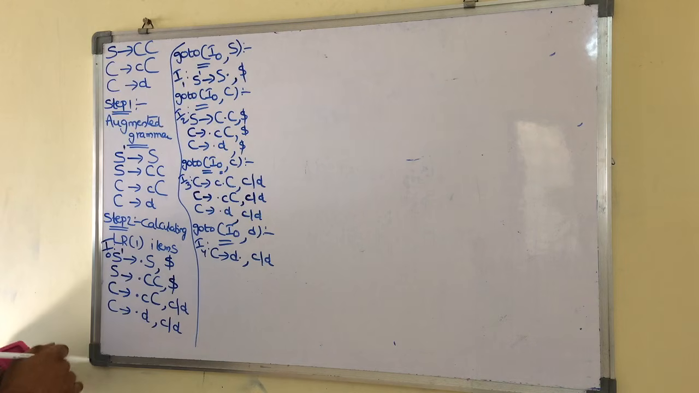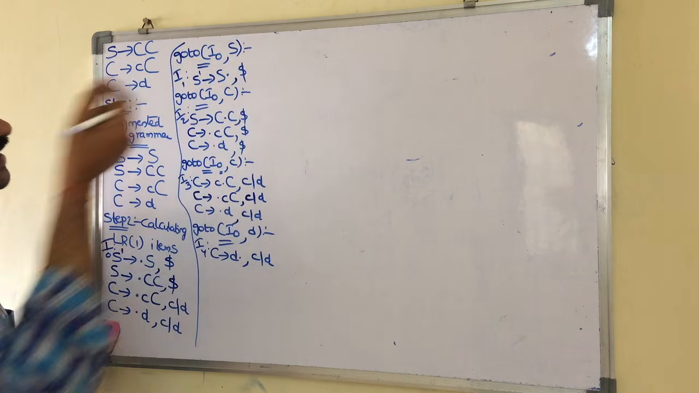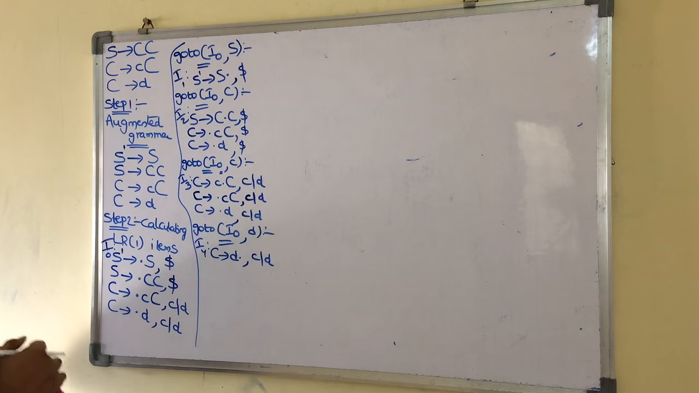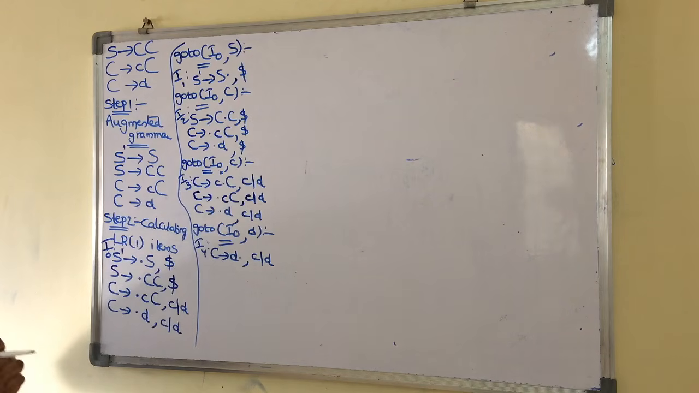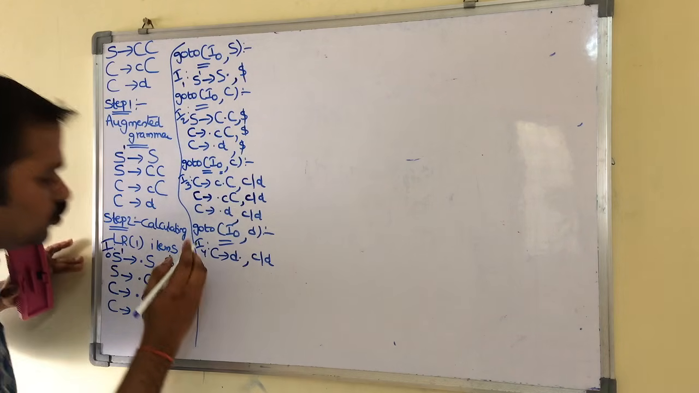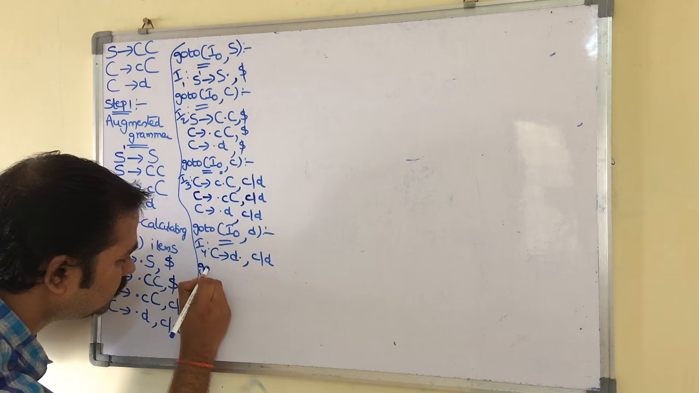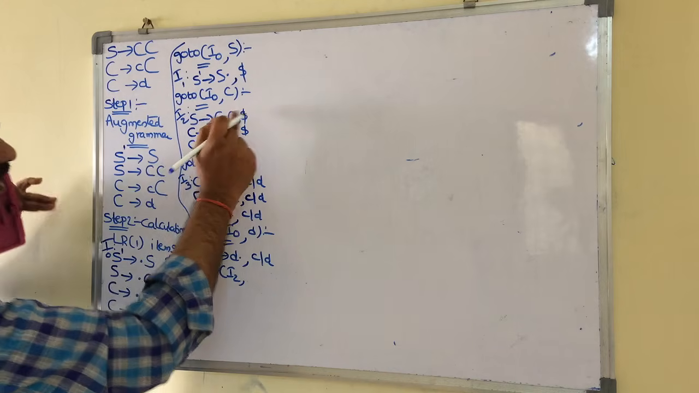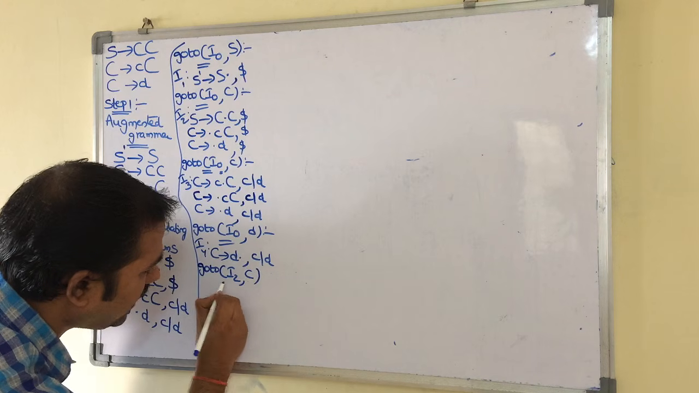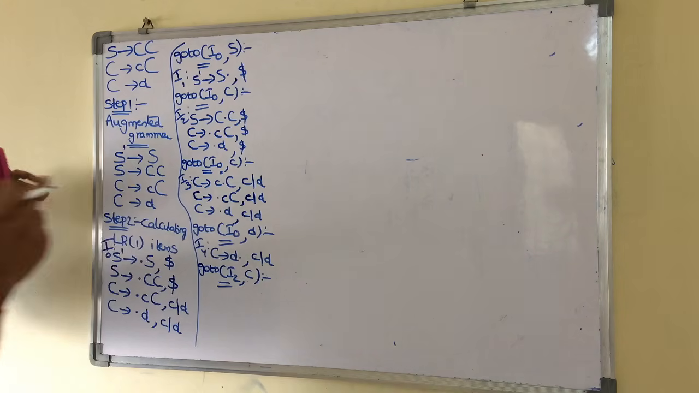Now let us consider I1. Here after dot there is no symbol, so there is no need to apply goto on this production. Next if we consider I2, after dot we have capital C, small c and d. So we need to apply capital C, small c and small d on I2. So goto of I2 comma. Here after dot we have capital C. So apply capital C.